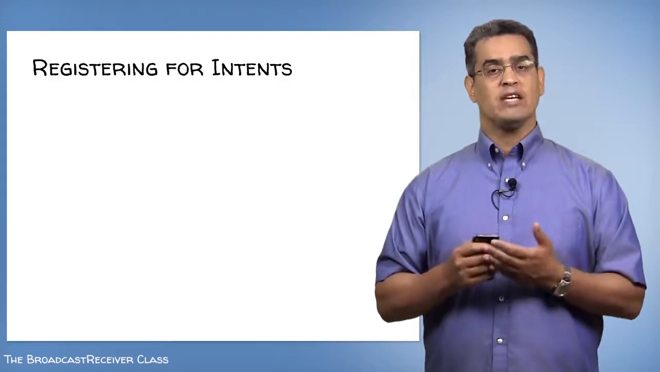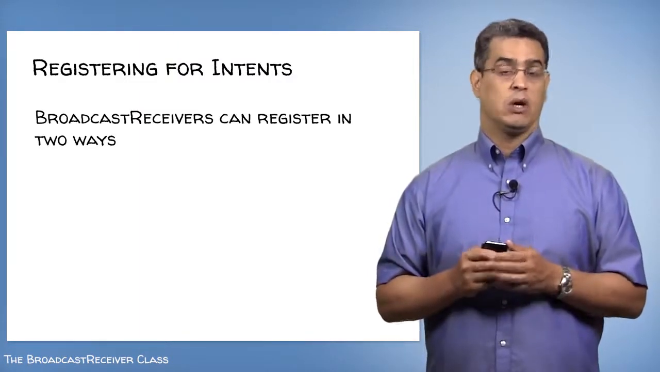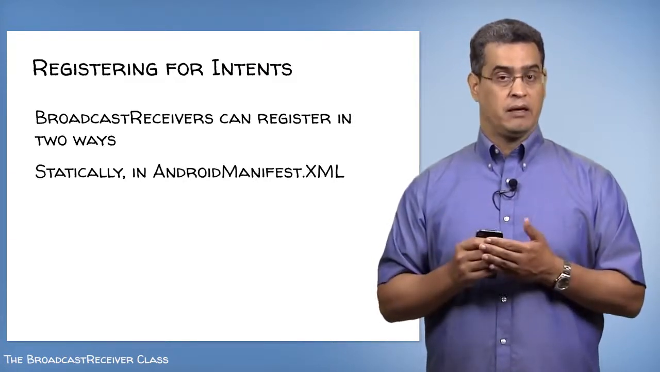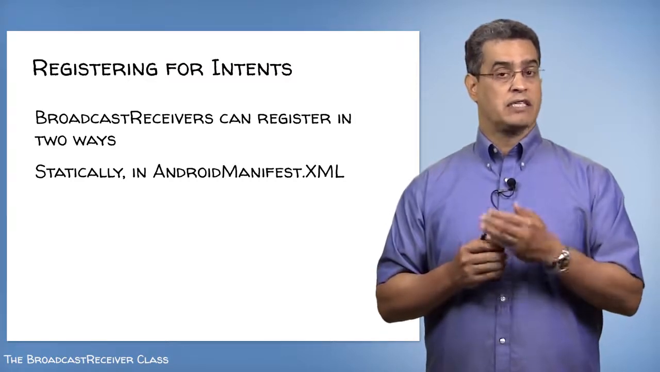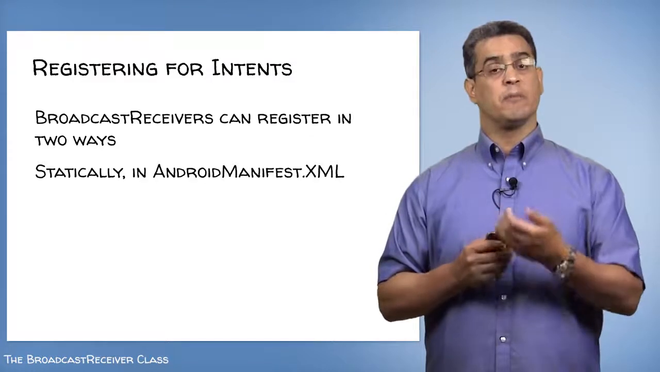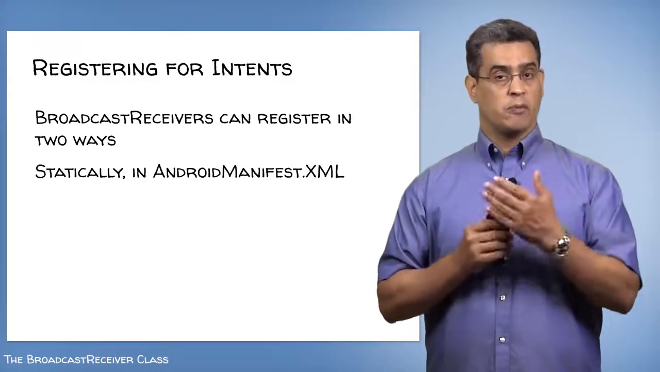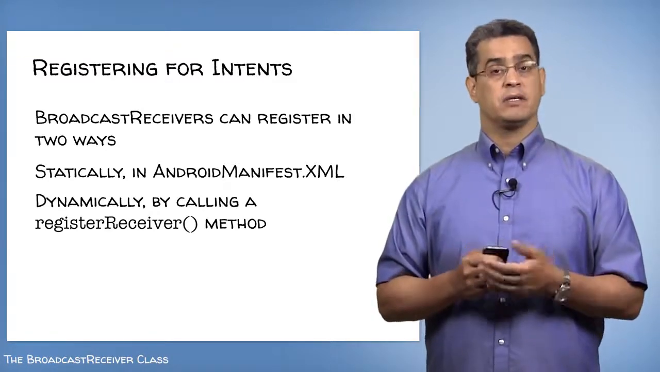So in order to register a broadcast receiver, developers have two options. 1, they can register the broadcast receiver statically by putting some information in the Android manifest.xml file of the application to which the broadcast receiver belongs. Or 2, they can register the broadcast receiver dynamically by invoking some methods at runtime.